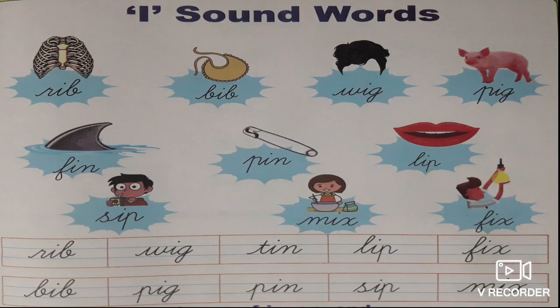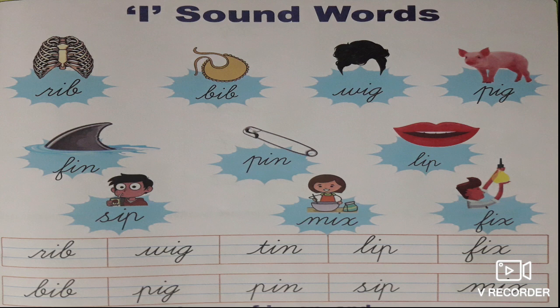All turn to page number 5. What words are these? I sound words. What is the first one? Rib. What is the spelling of rib? R-I-B, rib. What is the next one? Bib. B-I-B, bib. What is the next one?